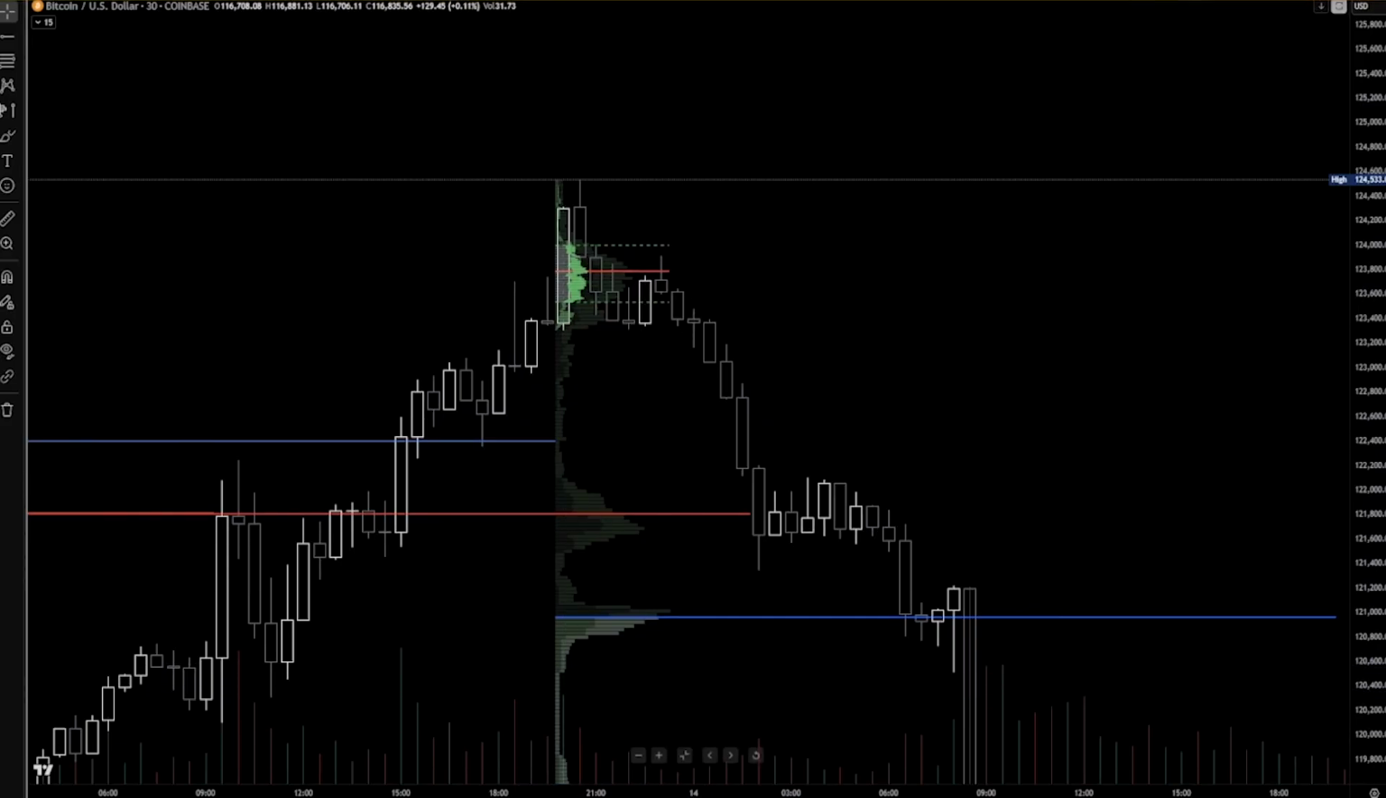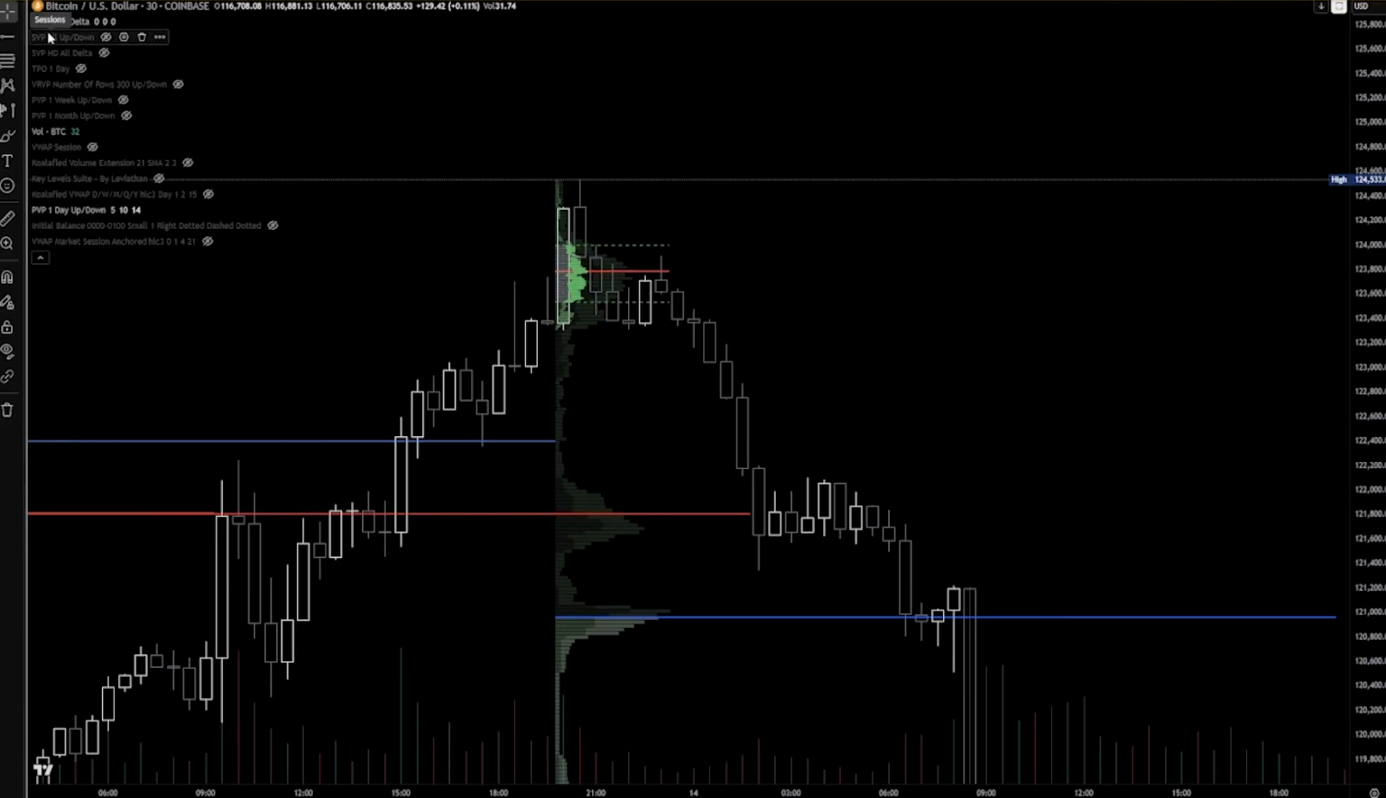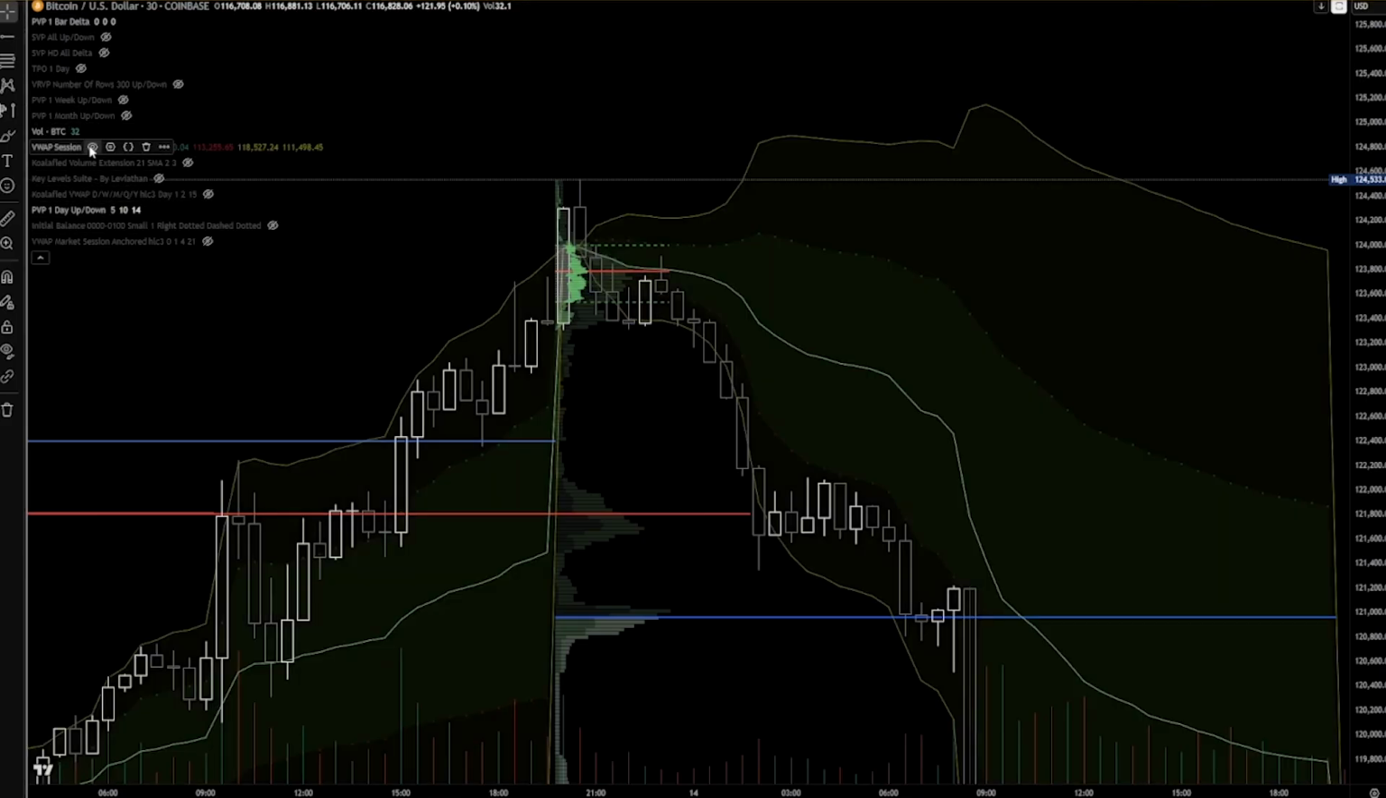We got daily VWAP, and I'll put regular VWAP on here. We're session. Oh, it's because I put deviations on it. That's VWAP right here, the green.